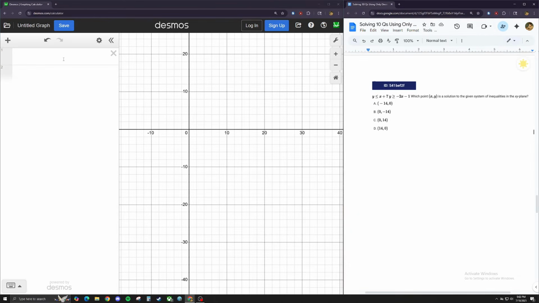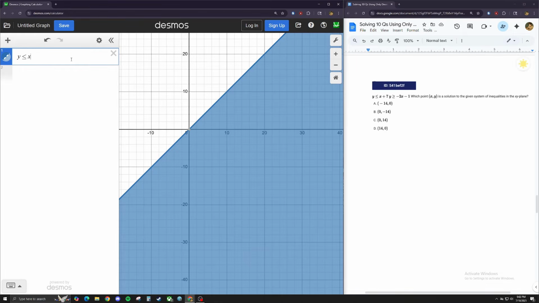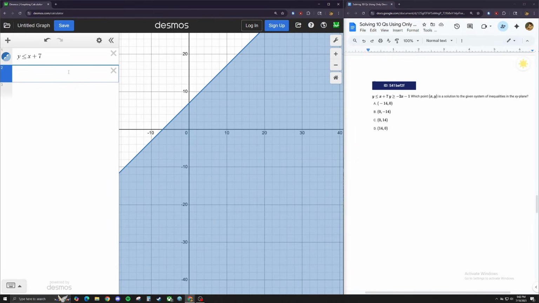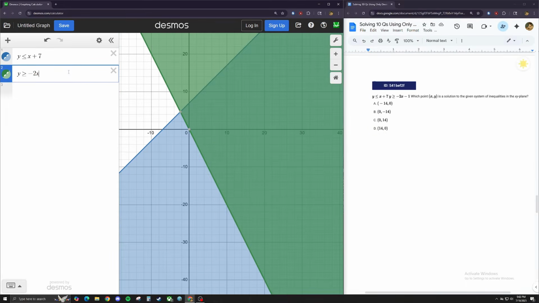So for this question, we're given a couple inequalities, and you want to see which point given to us in the answer choices matches both of these. So we do that just by graphing them. So y is less than or equal to x plus 7, and y is greater than or equal to -2x minus 1.